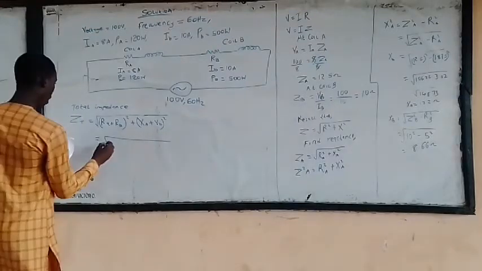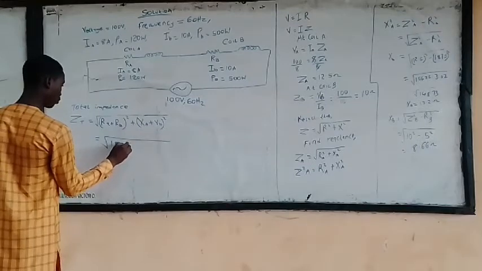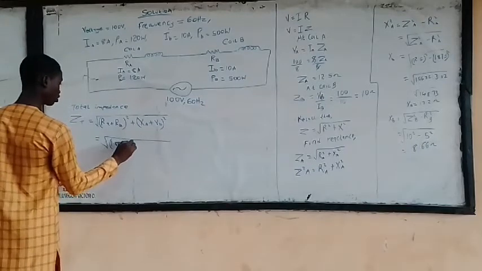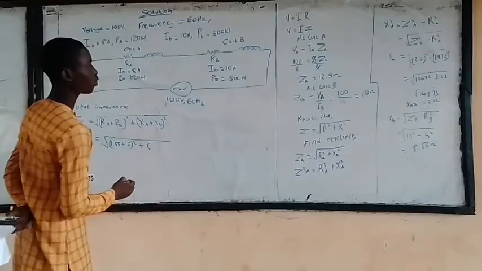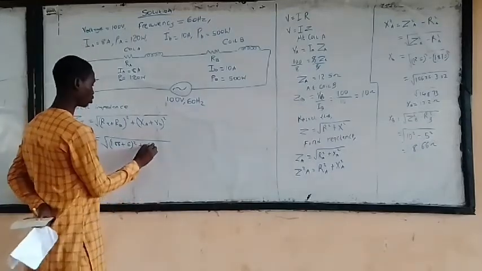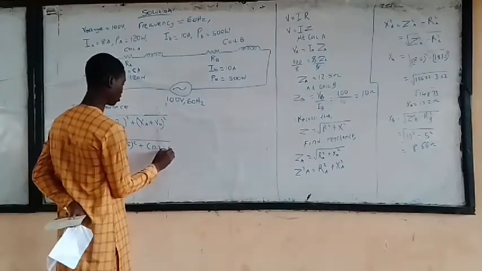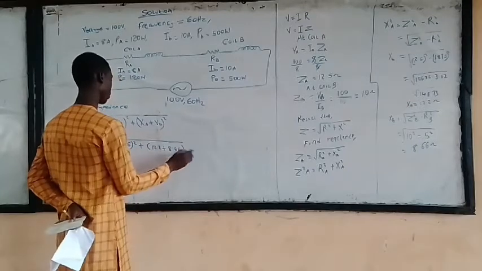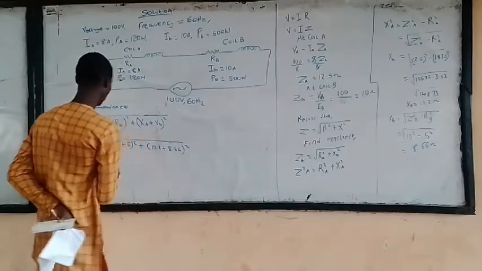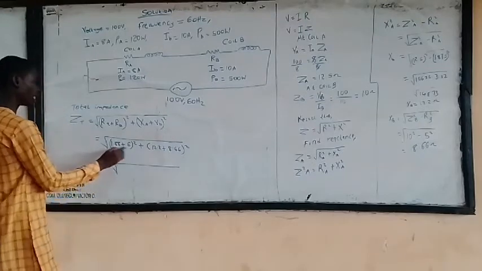We have 1.88 plus, what do you have for RB? We have 5, squared. For SA, we have 12.2 plus 8.66, squared. So if I add this all together.